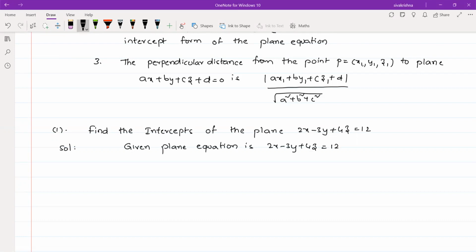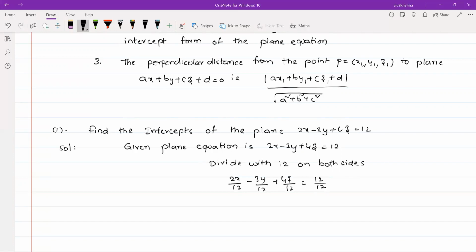Okay, so now I am dividing both sides by 12. We are dividing by 12 on both sides because we have a 12 on the right side, and in order to make that 12 into 1, we have to divide by 12. Okay, on both sides. So then we get 2x by 12 minus 3y by 12 plus 4z by 12, and on the RHS also we get 12 by 12.